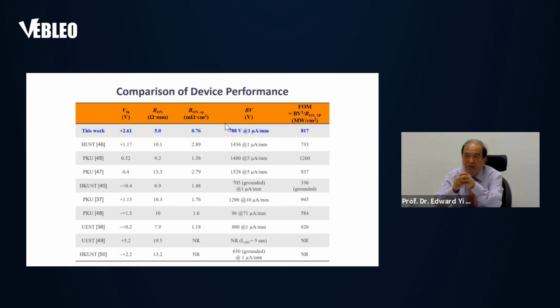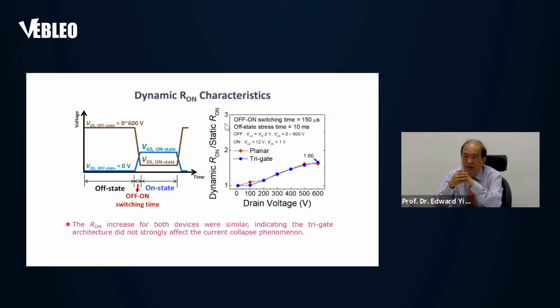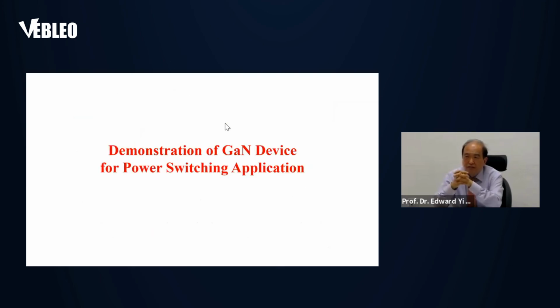Up to now, we have VTH of 2.1 and R on of 5 volt, our R on SP is 0.76, and breakdown is 788. And this is the increase for the dynamic R during operation, and it's only 1.6. So next we show you this kind of device we developed for RF switching applications.